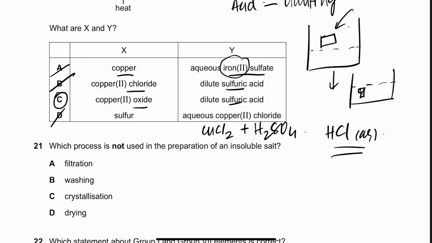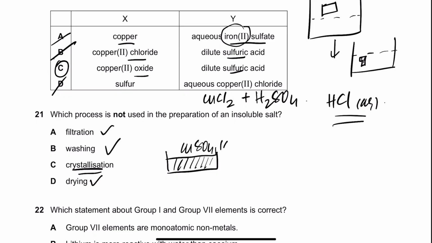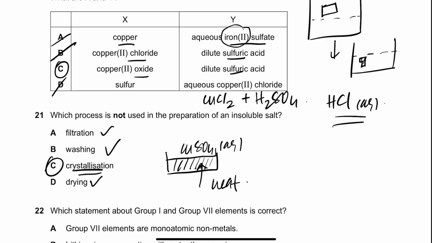Okay, which process is not used in the preparation of an insoluble salt? So insoluble, obviously, that's the most important process. You do filtration, then you wash that stuff off, and then you dry that stuff off. Crystallization is used in the preparation of a soluble salt, not an insoluble one. Let's take the example of copper sulfate, which we did just above. So you have copper sulfate aqueous, you want to remove the water out of it, so you crystallize it, you heat this good stuff, so water is removed, and you get copper sulfate crystals. So that's used in soluble salt, not insoluble.